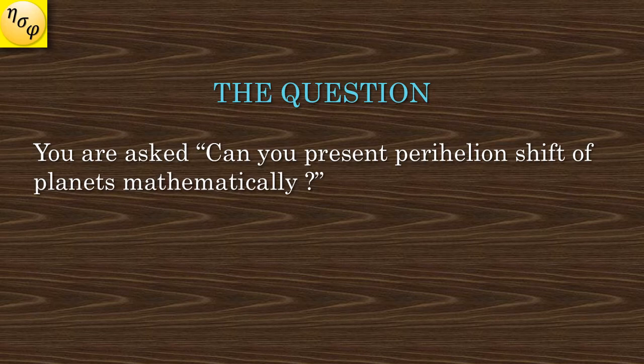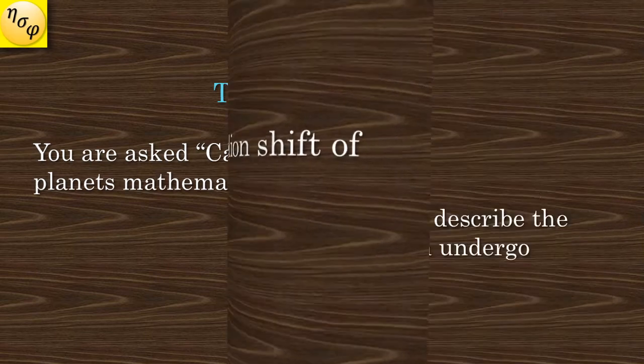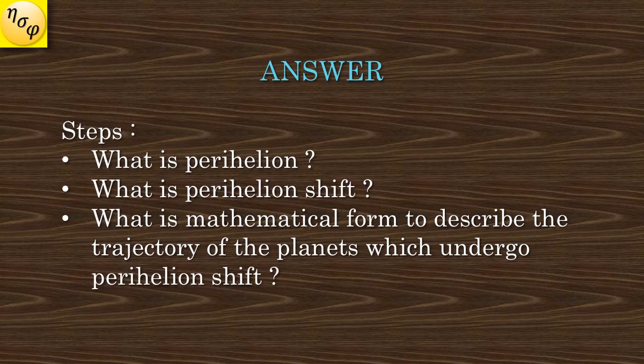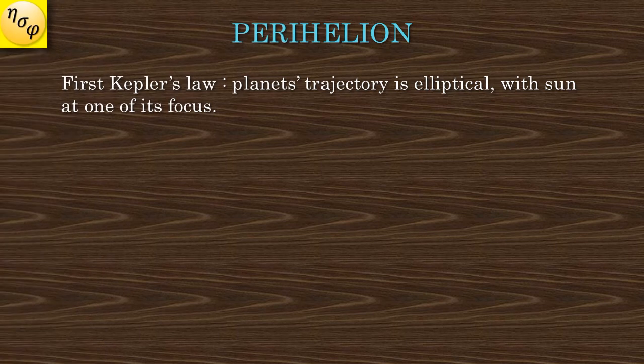The question is simple. You are asked, can you present perihelion shift of planets mathematically? Yes, the logical steps to follow this problem would be to know what perihelion is, to know what perihelion shift is, and finally, can we find a mathematical form to describe it? In solving this problem, I will use a two-dimensional flat space for simplicity.